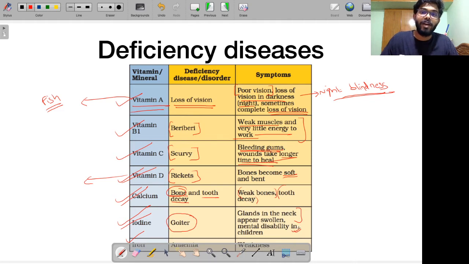Okay. Then finally, we have the last of the nutrients, that is iron. Okay. When your body is deficient in iron, it results in a condition that is called anemia. Anemia results in general weakness of the body. Okay, you might have seen very, very weak people. They might be suffering from something called anemia.